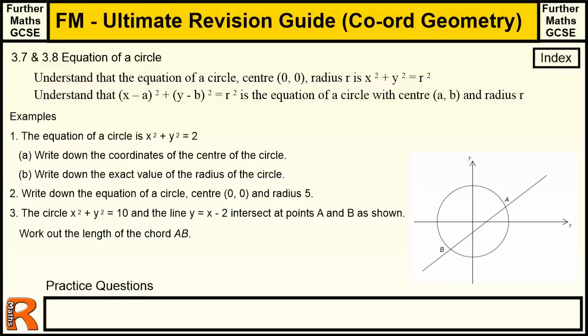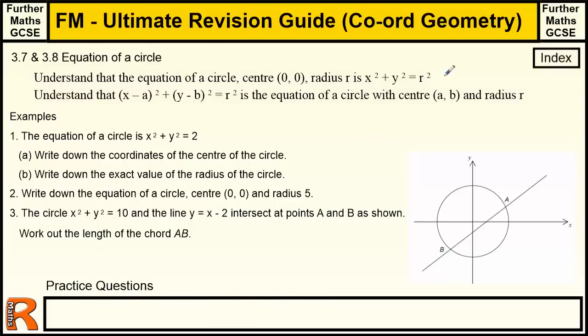3.7 and 3.8, the equations of circles. This is part of my ultimate revision guide for further maths GCSE, the coordinate geometry section. Here we've got an index button that will take you back to the index of coordinate geometry, and any exam questions I've done on this topic I'll put links to in this bar here.